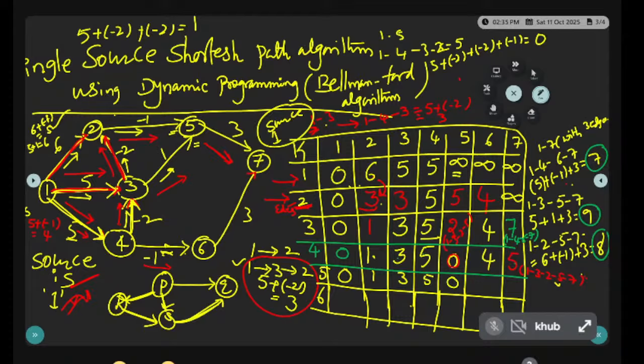1 to 6, 1 to 7 చూడండి ఏమైనా చేంజెస్ ఉంటాయి. ఇది 6, ఎంత? 4 ఓన్లీ. విత్ 5 edges 1 to 7.